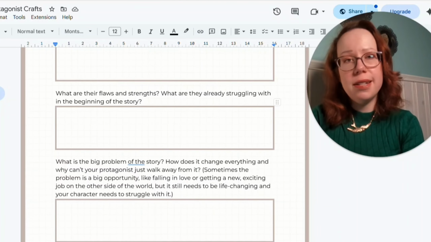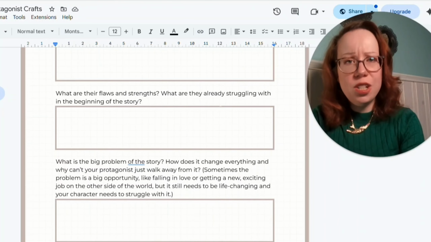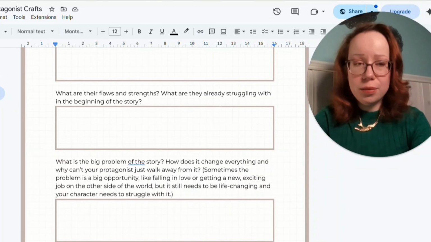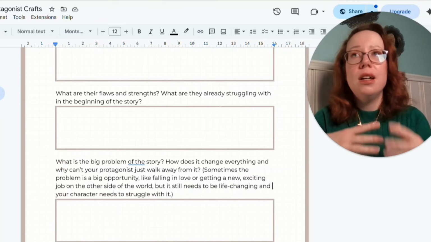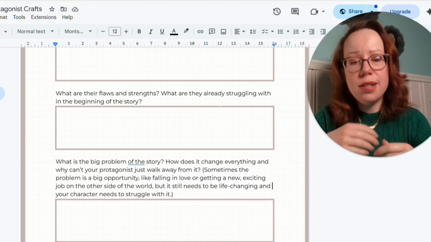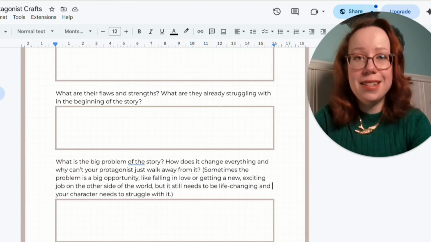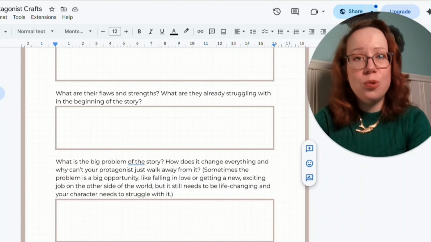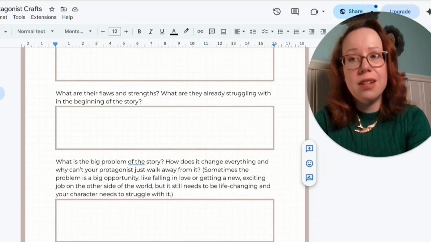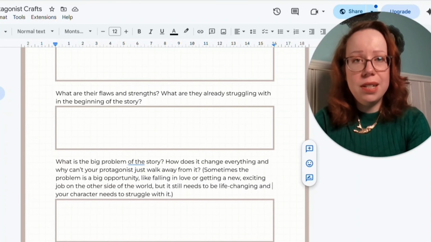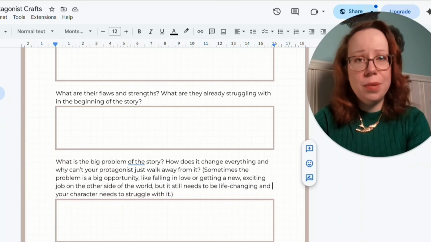So what are their flaws and strengths, and what are they already struggling with in the beginning of the story? Because that is important. That is tied to your plot. And if you didn't know that, well, this is a good time to learn it. It can't just be random and just taken from a list, and you can't just pin these things on your character. They have to be relevant, or at the very least, they will become relevant.